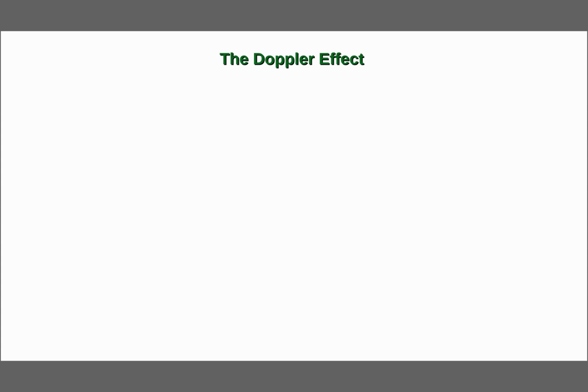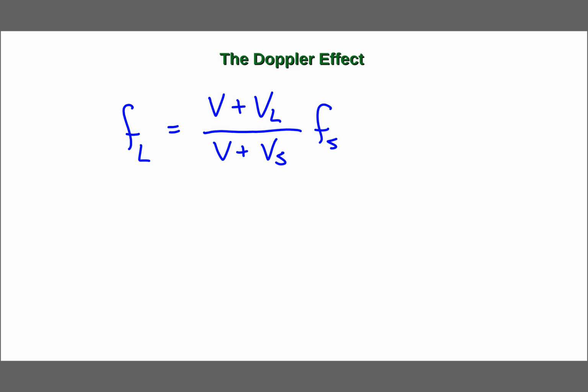So we can calculate the effect on frequency from the Doppler effect, okay? So if we say f_L is the frequency for the listener, that's equal to (v plus v_L) on top and (v plus v_s) on the bottom, times the frequency of the source, f_s, okay? So this is the frequency that the listener hears, and this is the frequency that the source is outputting, okay? Now the v here with no subscript, that's the speed of sound.